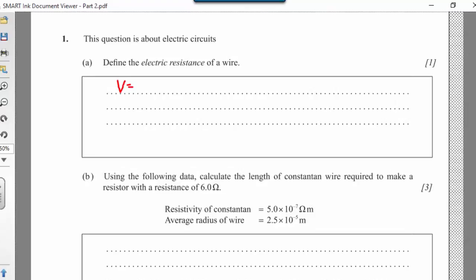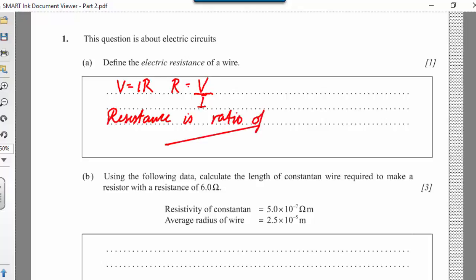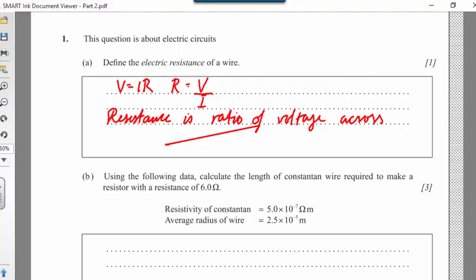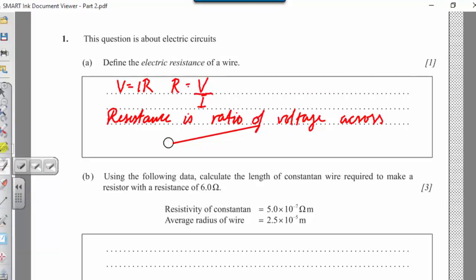Well, we know that V is equal to IR in circumstances where Ohm's law holds, and so R is equal to V over I, and so we can say resistance is a ratio of voltage across a component to current through it.